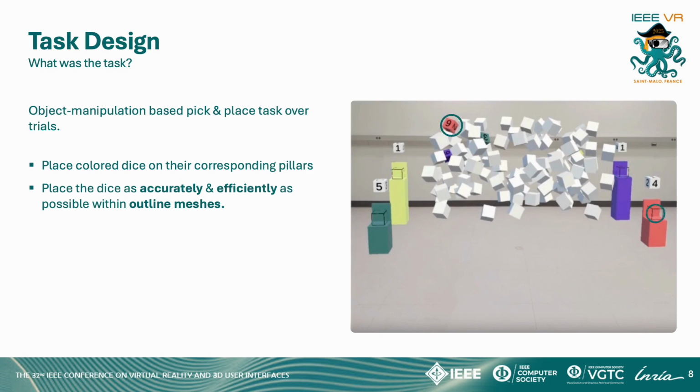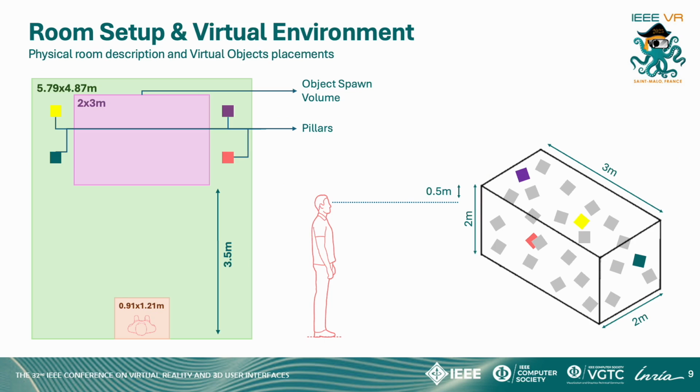For example, the red dice would go in the black outline mesh on the red pillar with the number 4 facing forward. The outline meshes gave users a reference of the precise position and orientation the die needed to be placed in. The pillars were located on either side of the volume where objects were spawned. Participants stood within a rectangular area marked with hazard tape that was strategically positioned at one end of the room to provide users with an optimal viewing experience.